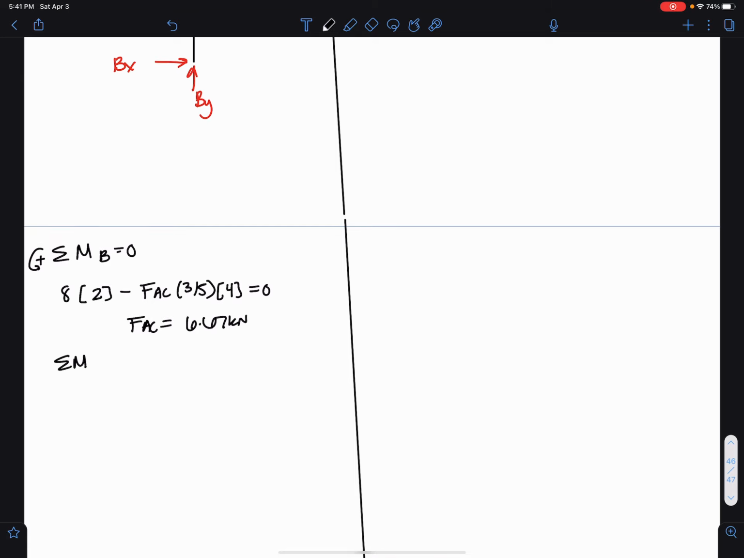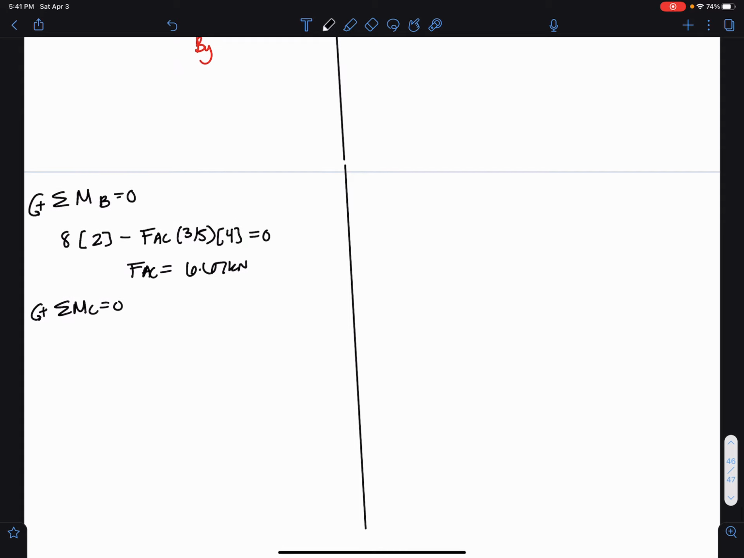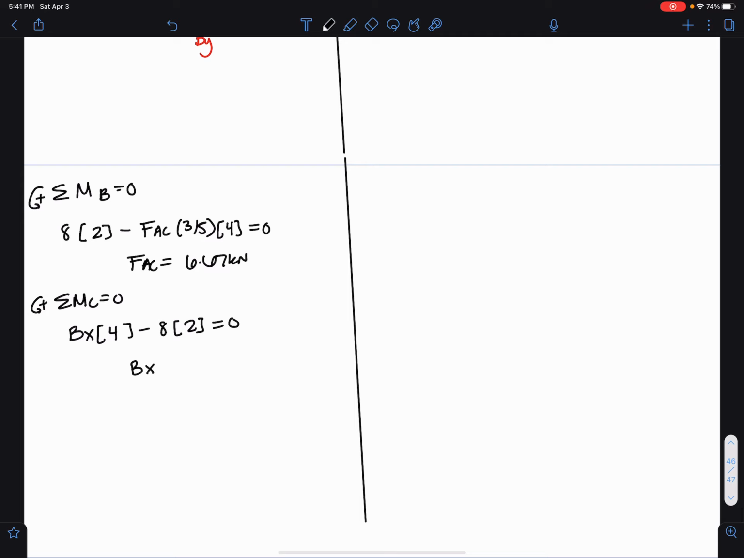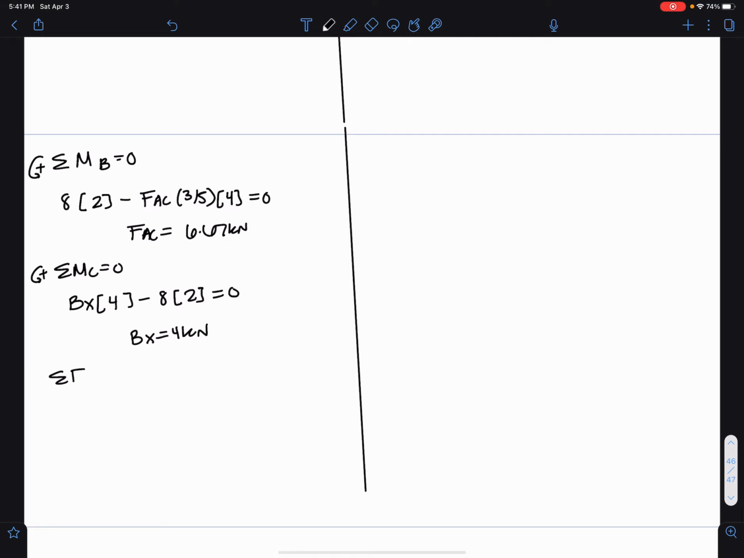If we go ahead and sum moments about point C now, and assume counterclockwise is positive, we can directly solve for Bx. Bx times a moment arm of 4 minus that 8 kilonewton resultant times a moment arm of 2 equals 0, and we get Bx equals 4. Okay, and if we use our last equation, we have one more to utilize. Up is positive. We see that 6.67, which is FAC, but the 4 over 5 component of the force, minus By equals 0, and we get By equals 5.33 kilonewtons.